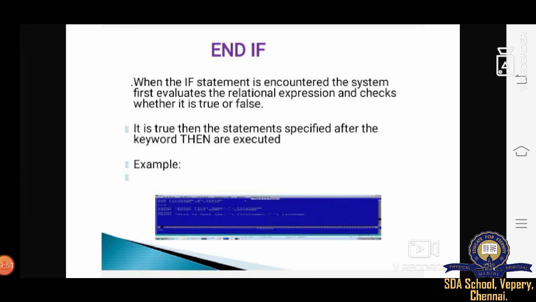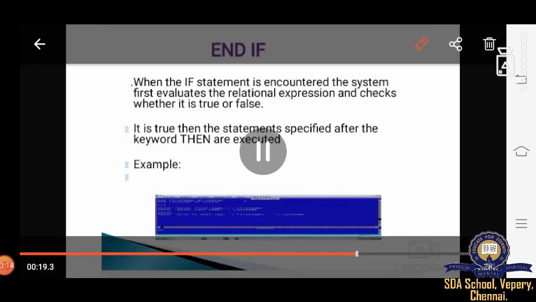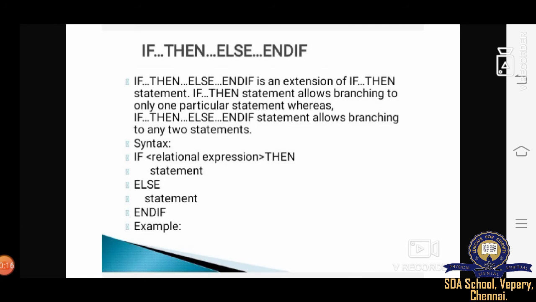Then the go to statement will appear, passing the control to the label, and otherwise it will print you are minor and come out of the program. So this is how the end if functions. It will let you know each and everything that you have entered. I hope you understood this, students. Can we move to another topic?